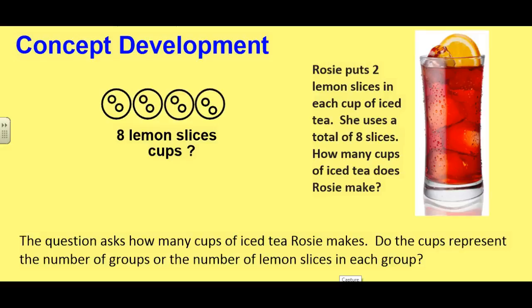Okay, so now we are going to take a look at it and figure out how we're going to draw a tape diagram that is going to relate to the equal groups. So it says the question asks how many cups of iced tea Rosie makes. Do the cups represent the number of groups or the number of lemon slices in each group? So I just went over this in the previous page, and we talked about how however many cups she had, that was going to tell us however many groups she was going to have. So it's really important for you to understand what the answer is telling us. Either the answer is telling us how many groups there are or how many are in each group.